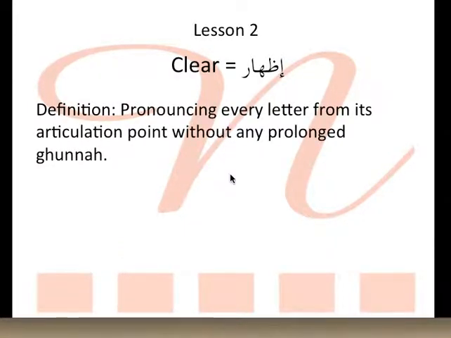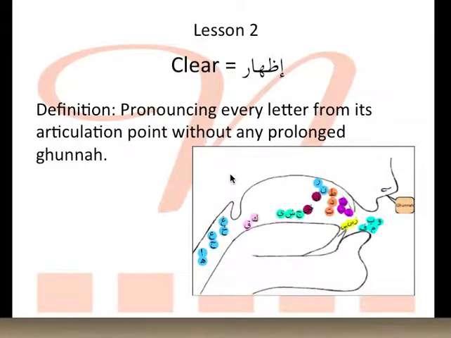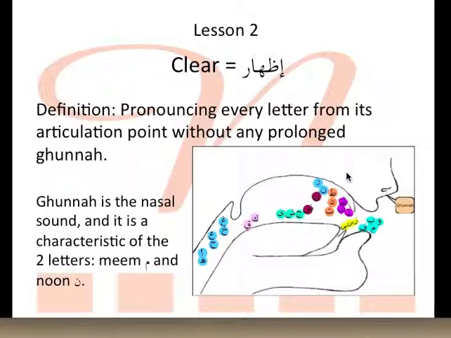Our second lesson is about the rule of izhar, which in English means clear. What is izhar? The definition is pronouncing every letter from its articulation point without any prolonged ghunna. Now, what's ghunna? Ghunna is the nasal sound, and it is a characteristic of the letters mim and nun. It comes from inside, from here. So we don't stretch it.